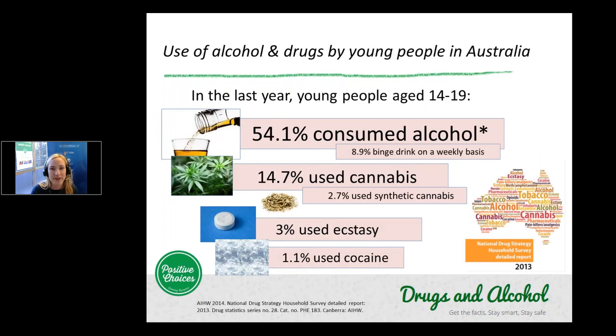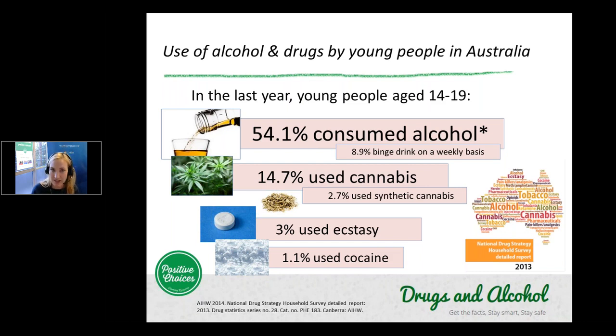So what do we know about rates of use of alcohol and drugs among young people in Australia? How many young people in Australia have recently used alcohol or an illegal drug? In the last year, 54% of young people between the ages of 14 and 19 consumed alcohol. And when interpreting this statistic, it's important to consider that this applies to young people who have consumed at least a full serve of alcohol in the last 12 months.